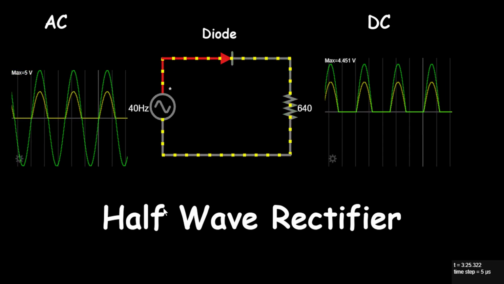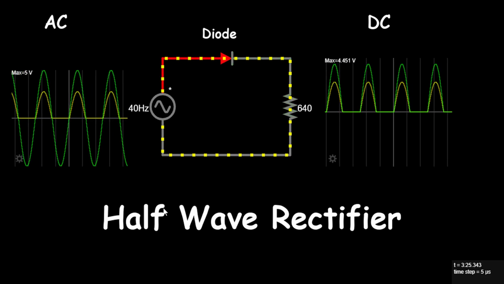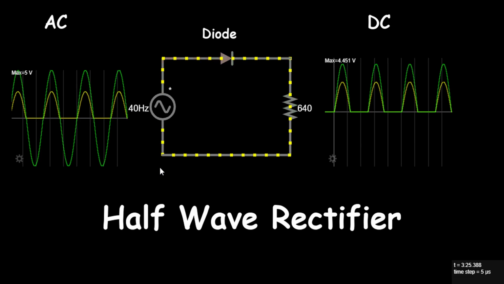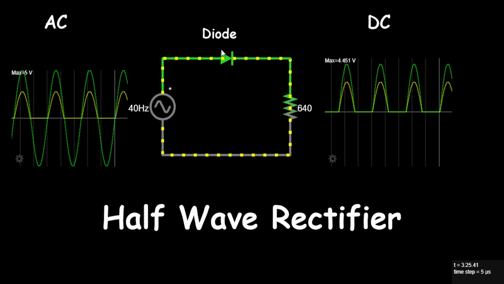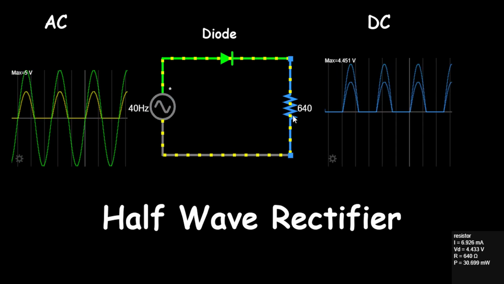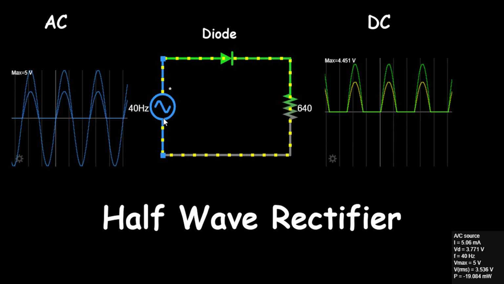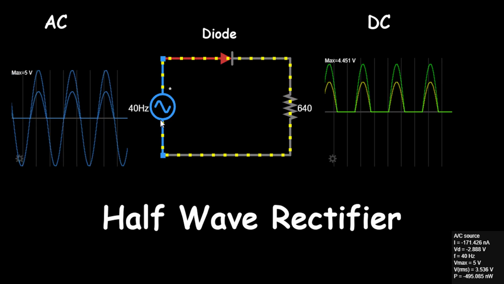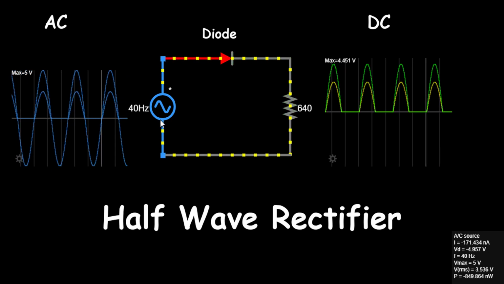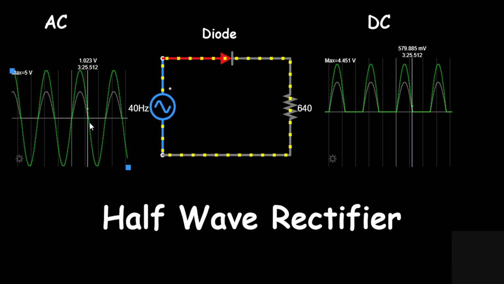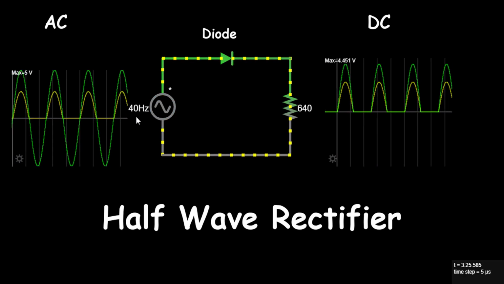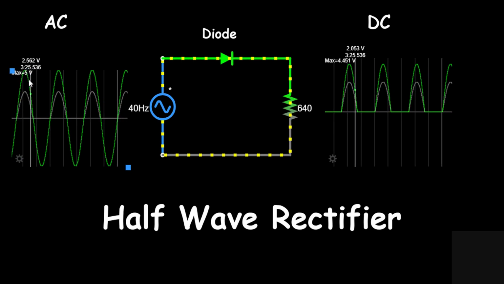Now, let's dive into the components used in a half-wave rectifier circuit. In the image you see here, we have three main components: an AC voltage source, a diode, and a resistor. 1. AC voltage source. The AC voltage source is the input of our circuit. It provides an alternating voltage, which varies sinusoidally with time. In this example, our AC source has a frequency of 40 Hz and a peak voltage of 5 volts.